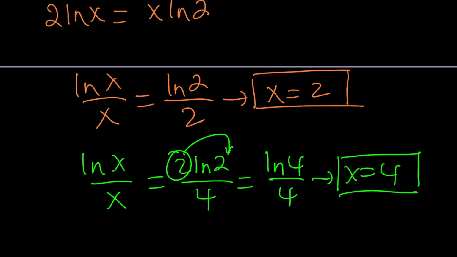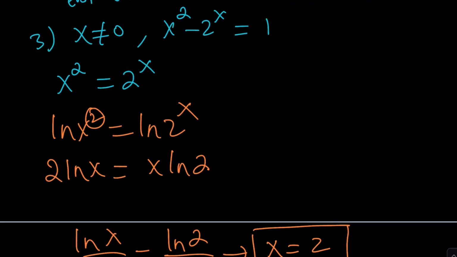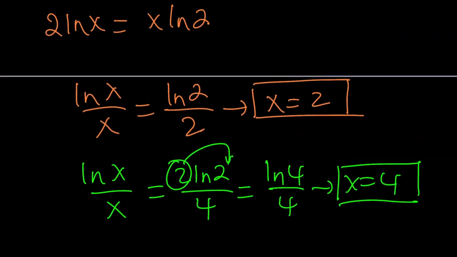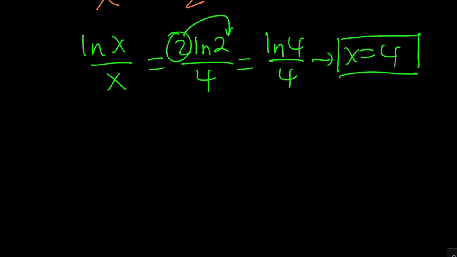Interesting, right? So far, let's see what we got. We got x equals 1, x equals 2, and x equals 4. Are those the only solutions that we're getting? Okay, now what happens with the original problem? Let's take a look at it real quick.